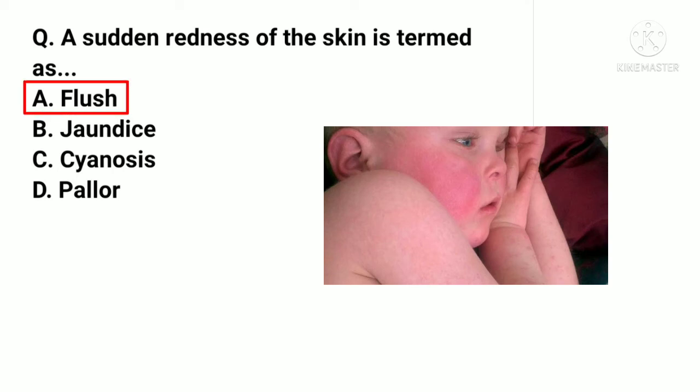Flush. Flushing happens as a result of increased blood flow to an area of skin. Flushed skin is a common physical response to anxiety, stress, embarrassment, anger, or another extreme emotional state.